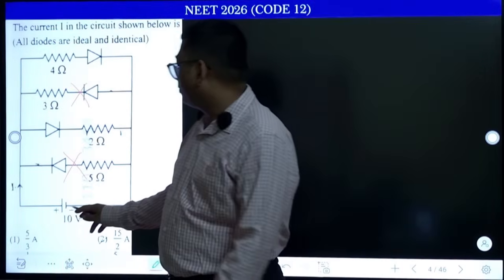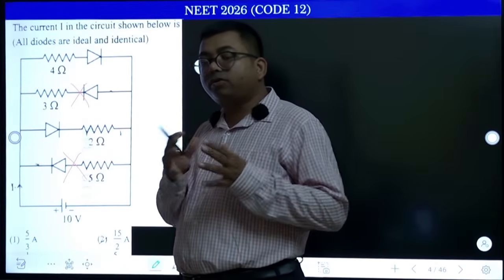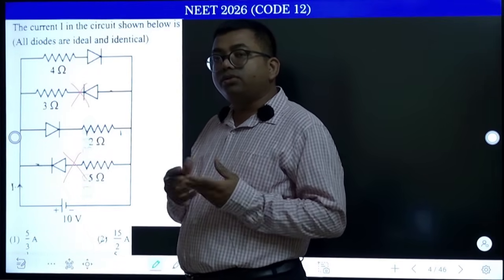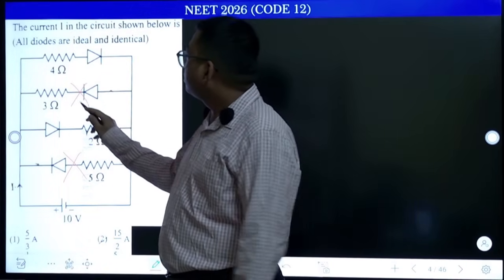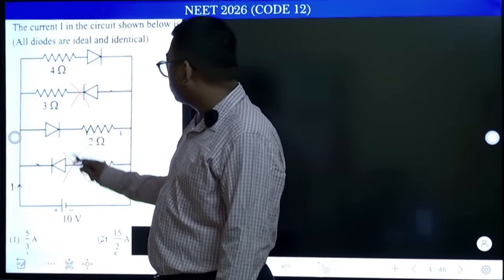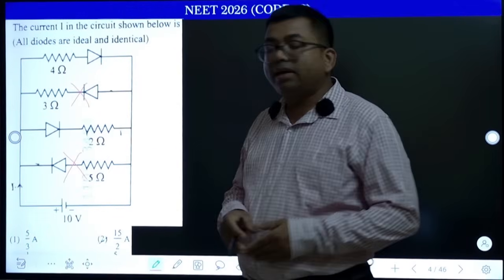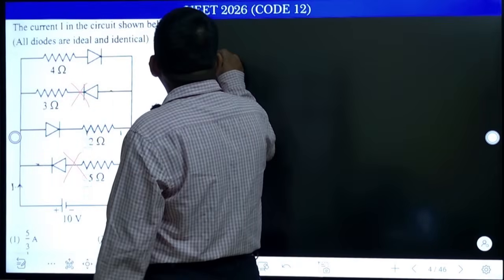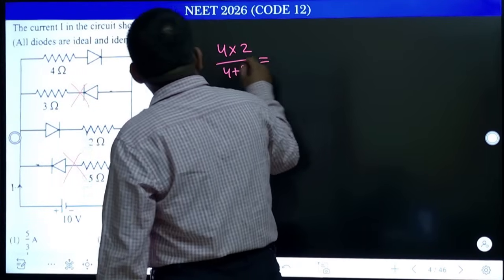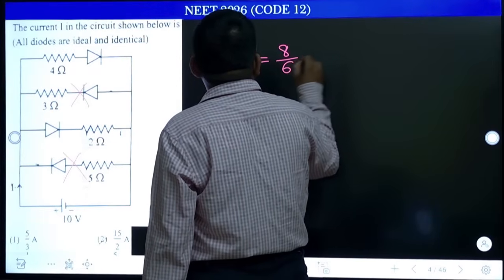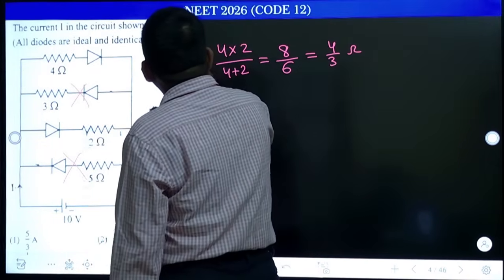Correct. So if you see here, this is 10, and these two resistances will be in parallel, because in forward bias its resistance is 0. Short circuit, right? Ideal means short circuit. You have to do forward bias. So now you see here, this is 4 and this is 2. Calculate the equivalent of 4 and 2. So 4 into 2 by 4 plus 2. So you got 8 by 6, which is 4 by 3. 4 by 3 ohm is R equivalent.